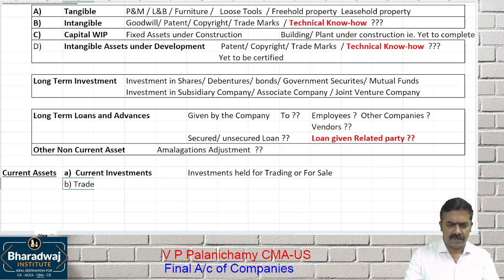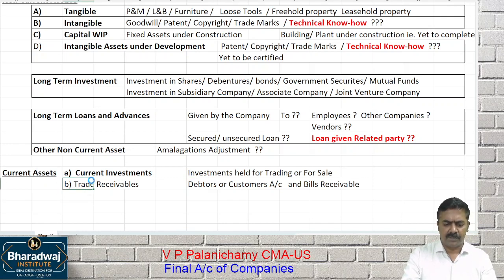What is the next one? Trade receivables. In the old version, we call it debtors account or which account? Customers account and bills receivable. Now it is called trade receivables. What is the next one?